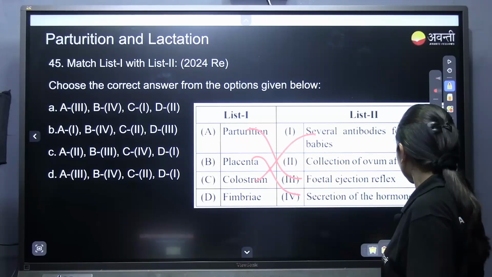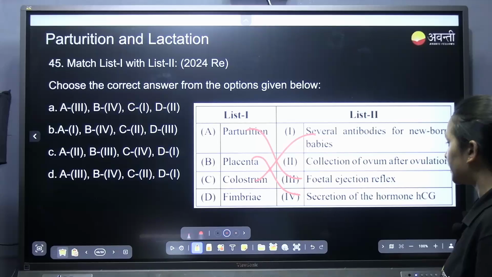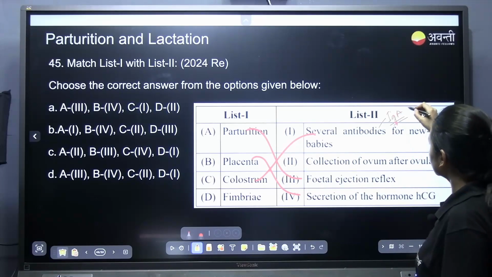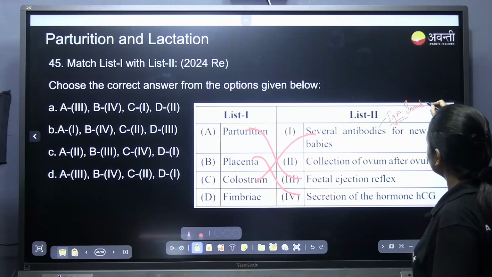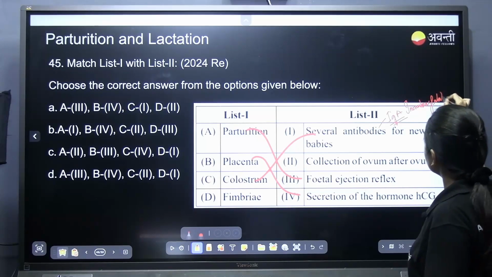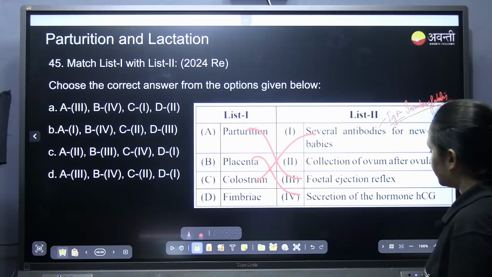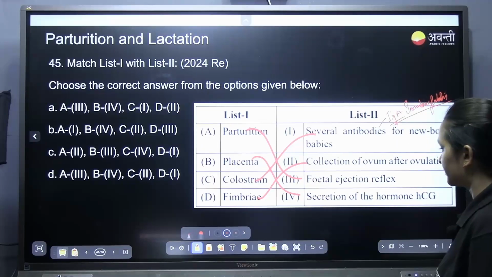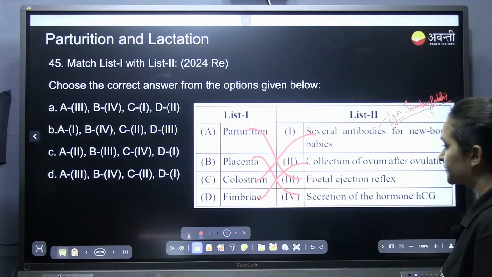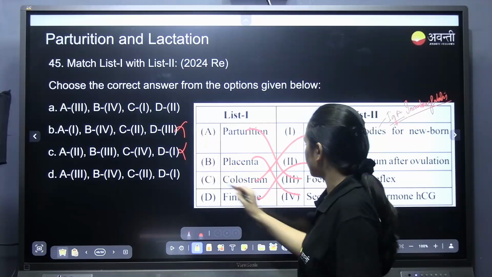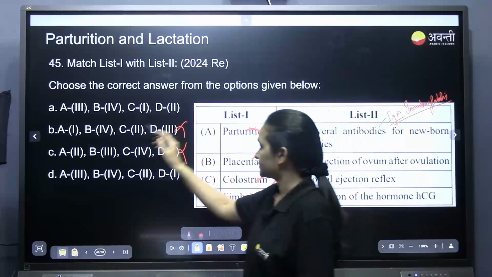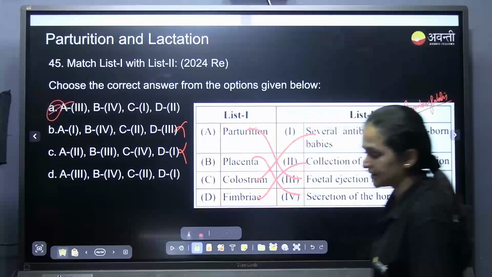Colostrum is a milk with several antibodies for newborn babies, especially antibodies like IgA, immunoglobulins. And fimbriae: collection of ovum, or collection of secondary oocyte after the ovulation. So A3, you can delete these two, B4, C1, A is the correct answer.